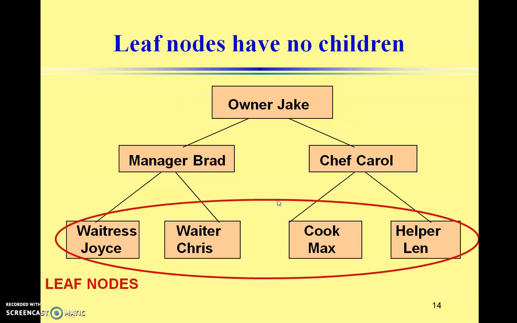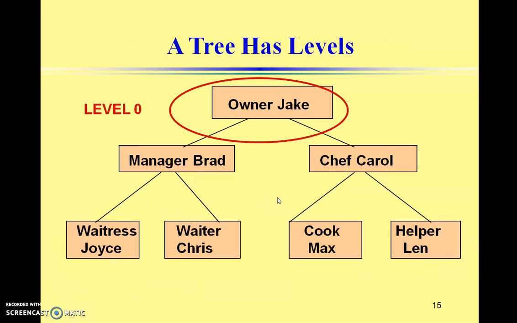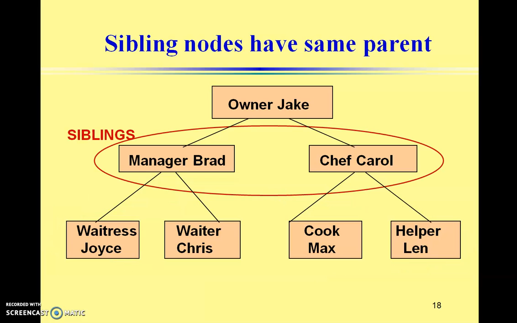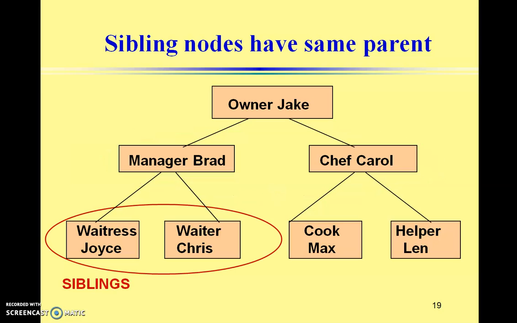The leaf nodes, when you get down to the bottom and it has nothing below it, that is a leaf. Level 0, level 1, level 2. The number of the level is really how far from the root it is. These are siblings of owner Jake. These have the same parent, owner Jake. These are siblings, but they are of the parent, manager Brad.